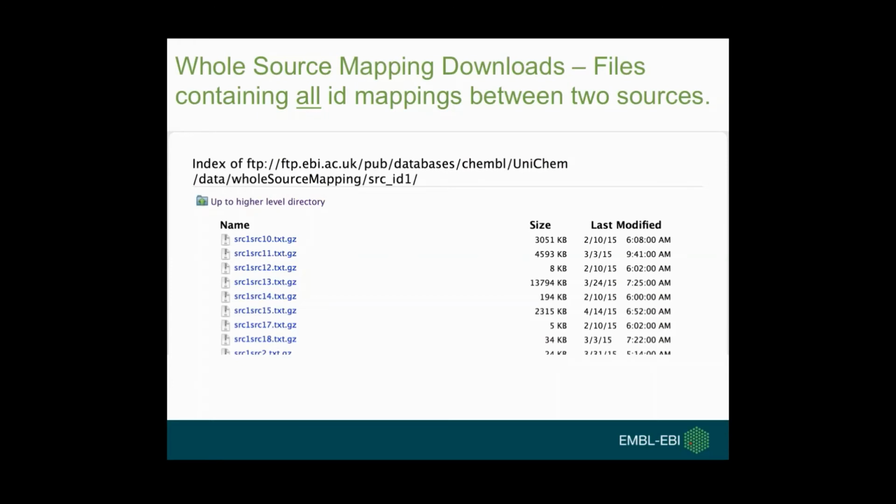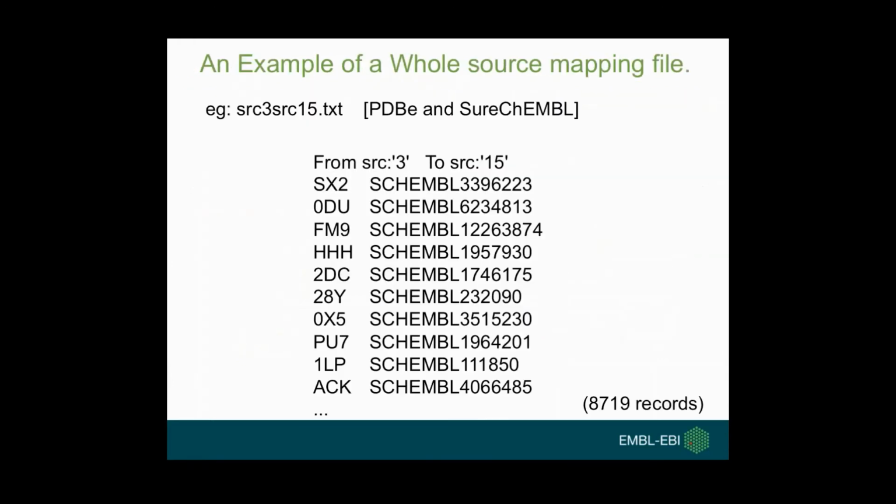So just to make that really clear, if I open up one of those files, I see something like this. This is the mapping file for source 3 to source 15, which is actually PDBe and ChEMBL. And you can see there's a big long list of all the mappings between all the PDBe identifiers and all the ChEMBL identifiers.